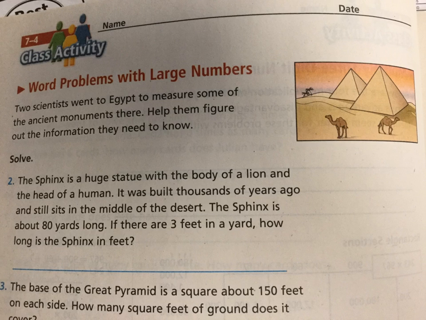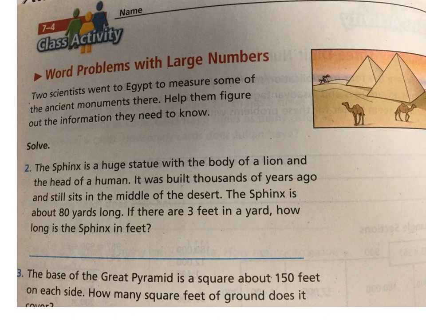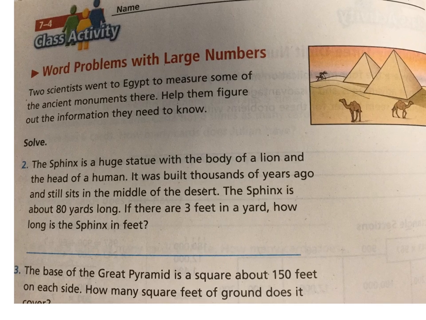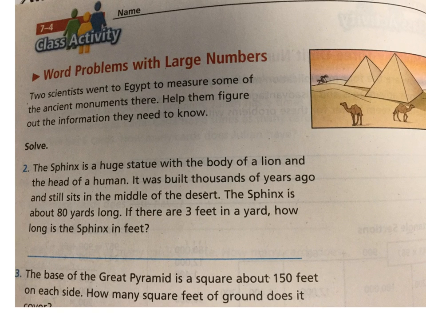Okay. Now open your books to page 272. Okay, page 272. Whoops, did not want to write there. Let me erase that red mark. Page 272 is now going to have you using multi-digit multiplication to solve word problems. Here we're talking about 2 scientists. They went to Egypt to measure some of the ancient monuments there, to help them figure out the information they need to know. Okay, first one we're going to do together, number 2.